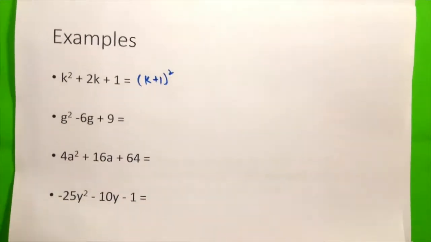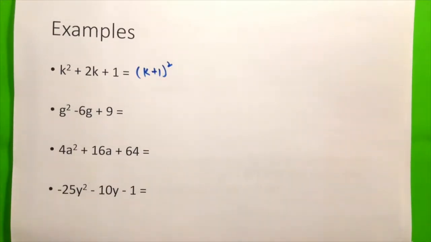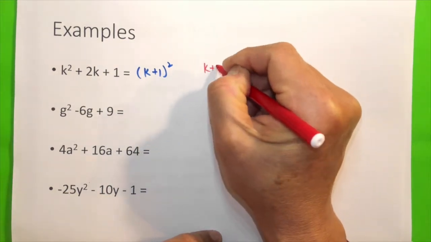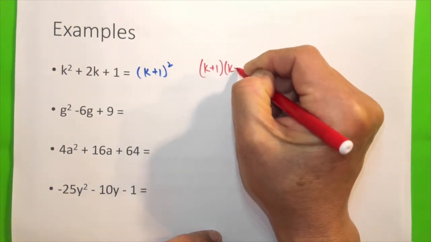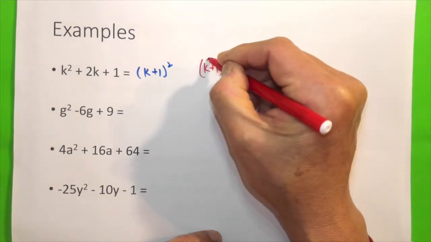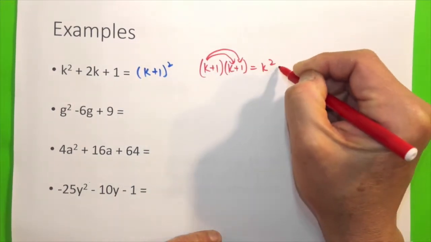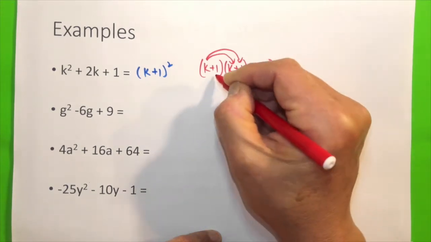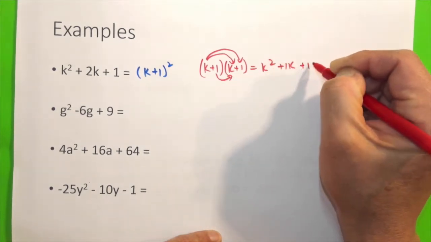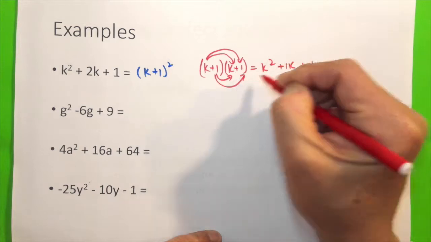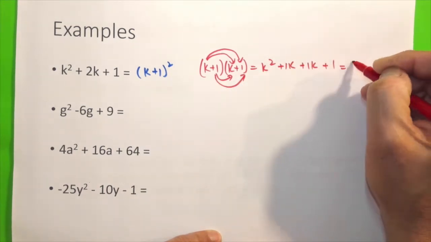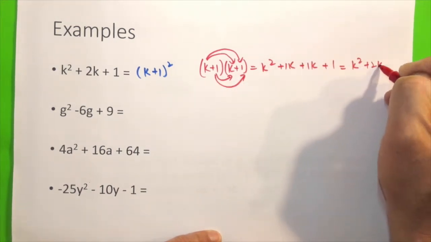Now, let's check it. (k + 1) times (k + 1) gives us k times k, k squared, plus 1k, plus another 1k, plus 1. Therefore, that's k squared plus 2k plus 1.